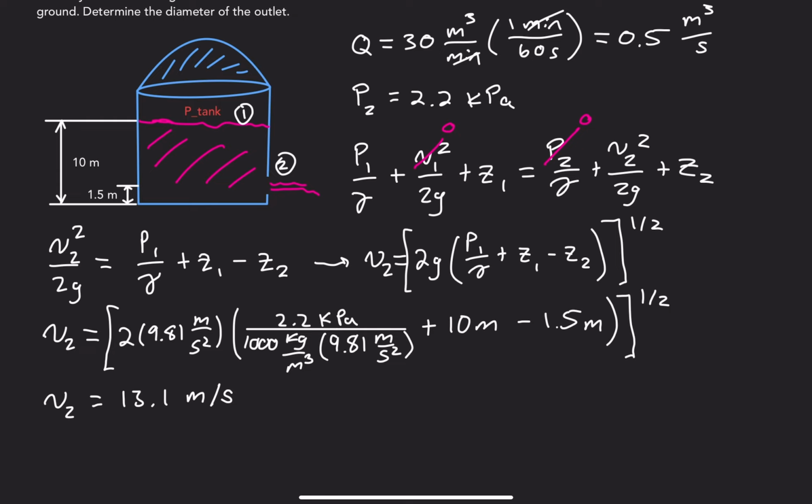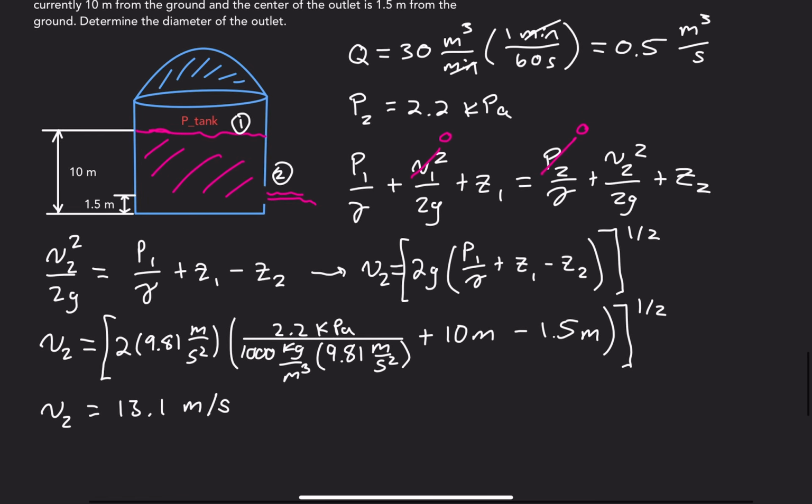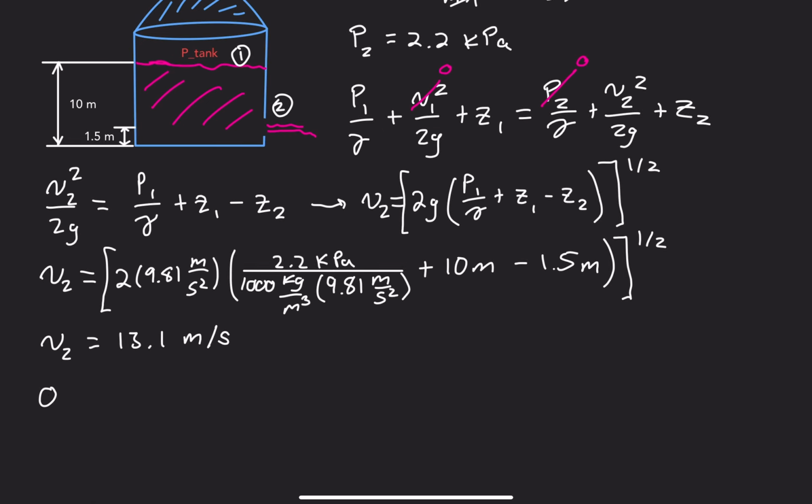Now, since we know our flow rate as well, and we're already assuming that the fluid is incompressible, we can apply the continuity equation. Well, really it's just the definition of the flow rate. Q is equal to V2 times A2, which is equal to V2 times pi divided by 4 times D2 squared. So now we have one equation with one unknown.